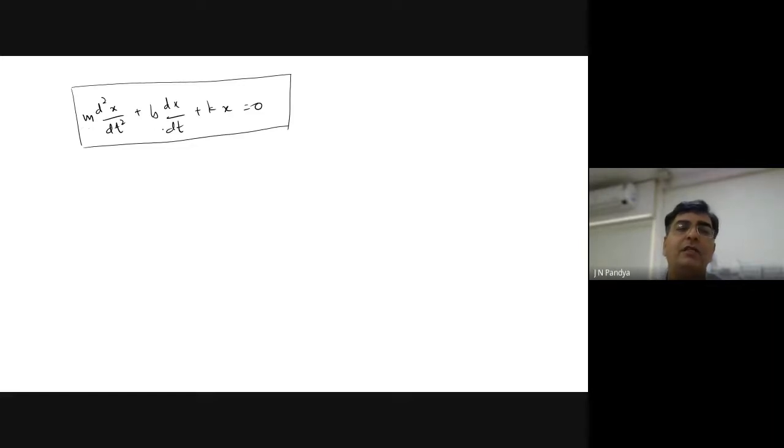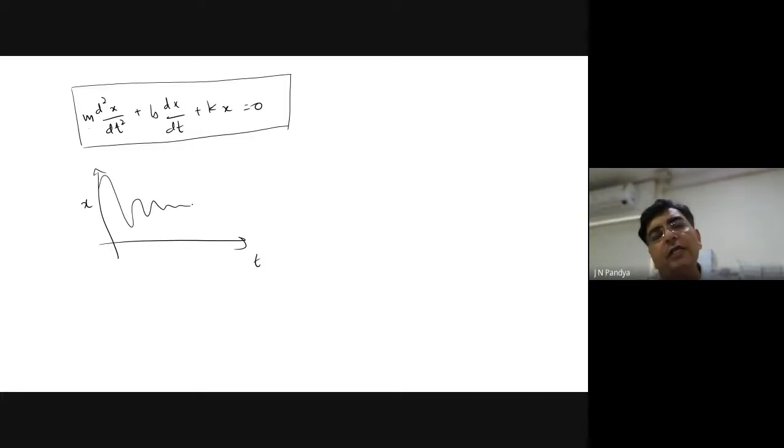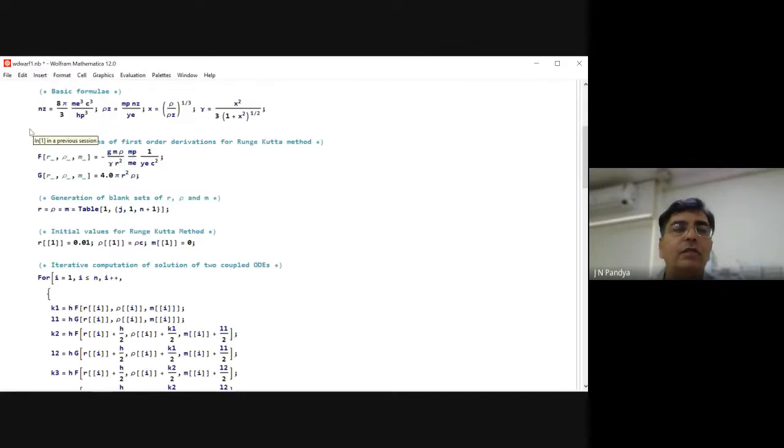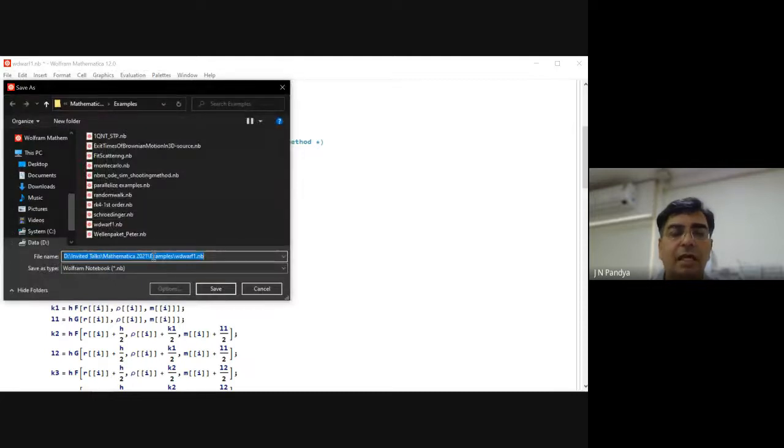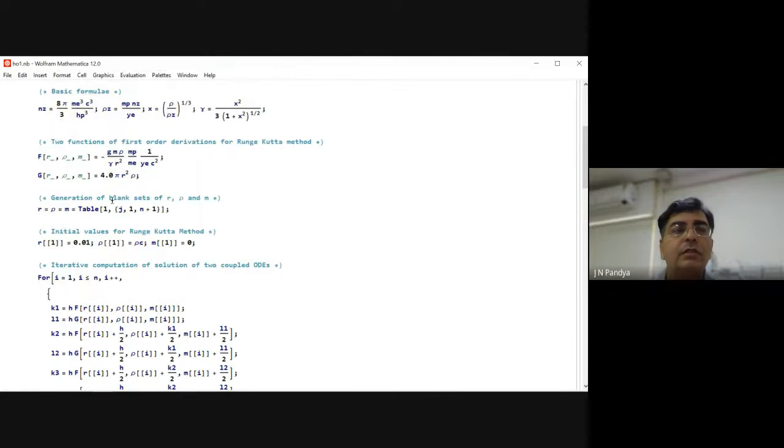Obviously, m is the mass, b is the damping coefficient, and k is the force constant for the given system. Okay, what I want is, I want to plot x with respect to t, whatever it comes. Can I use the same code for that? Let us say I'll just change this name to HO, harmonic oscillator. Fine.